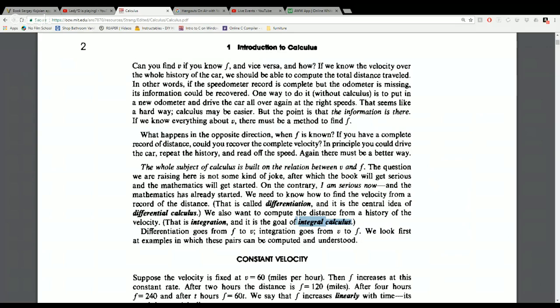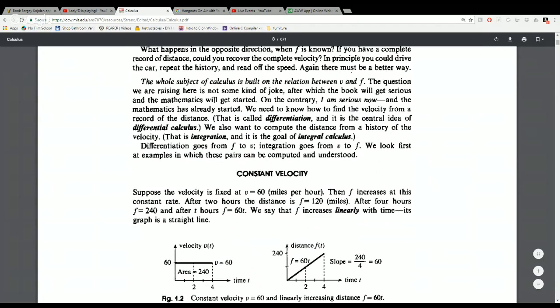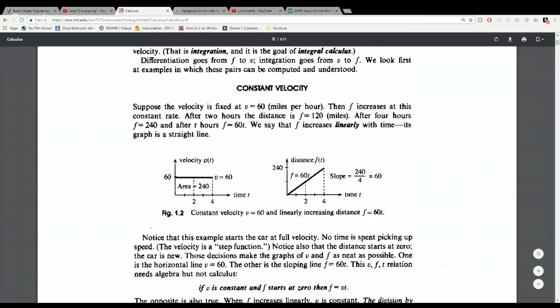I won't be using this terminology, differential calc and integral calc, because I just don't believe that there should be a split between these things. It's one subject, really. These things are very much tied. I'm just going to call it calculus and differentiation and integration. So differentiation goes from f to v. Integration goes from v to f. We look first at examples in which these pairs can be computed and understood. So let's look at these examples here.